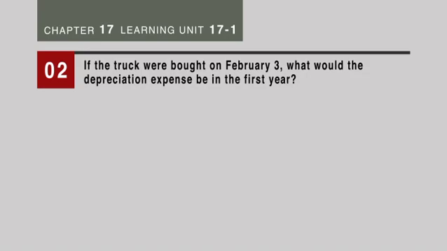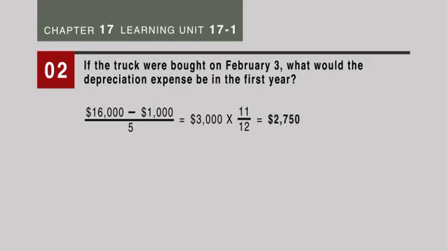In number 2, if the truck was bought on February 3rd, what would be the depreciation expense in the first year? In this case, we know we have depreciation of 3,000 per year. We're going to be running for what, 11 more months in the year out of 12? So if you multiply 3,000 times 11, divide it by 12, it will equal $2,750 for depreciation for the partial year.